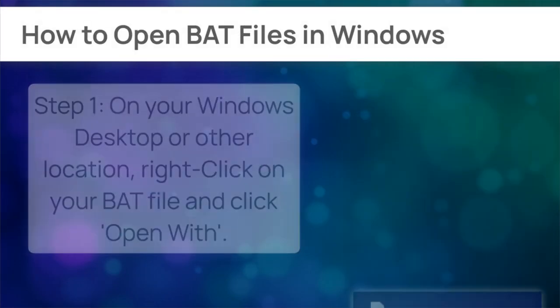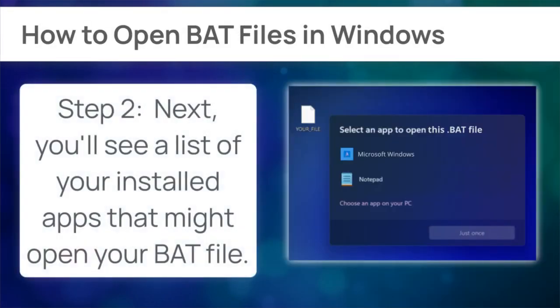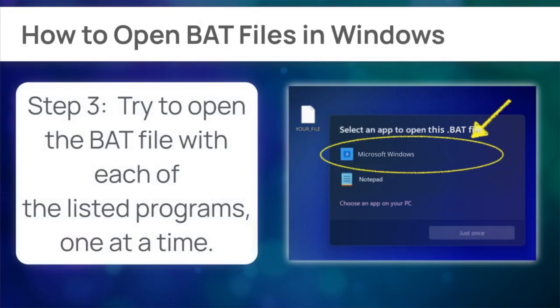Right-click the BAT file and select Open With. If Microsoft Windows is there, use it. If not, choose a different program. It's often a simple matter of finding the right software hook.